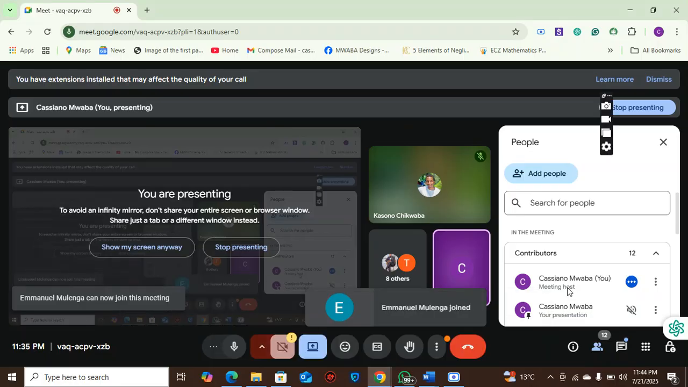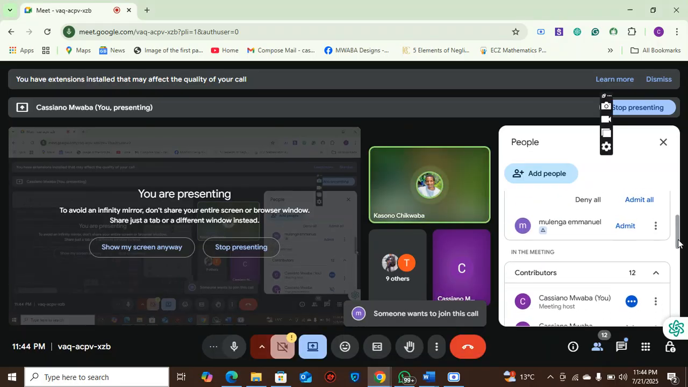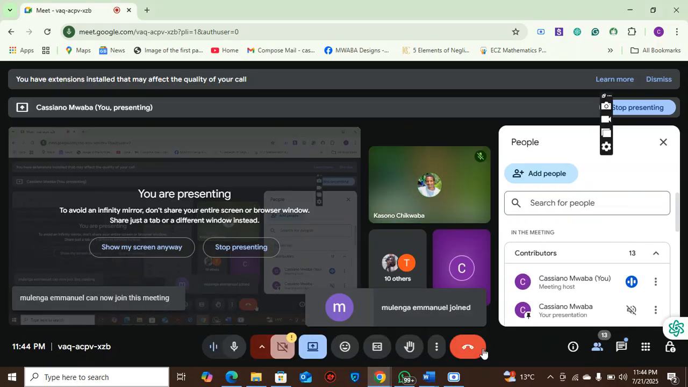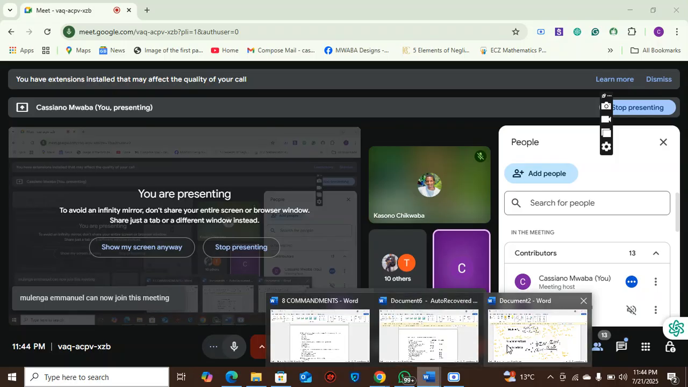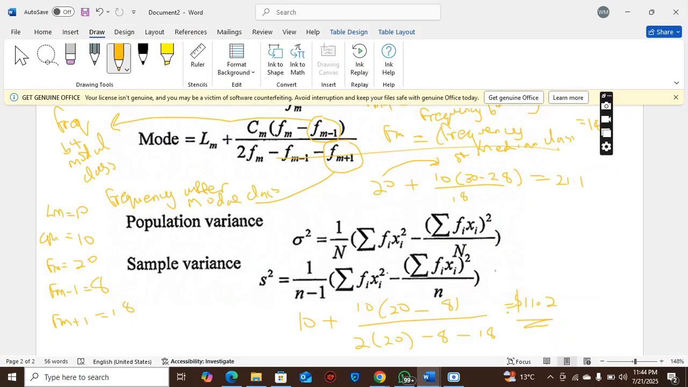Colleagues, what are we finding? Recalculate. 40 minus 8, that is 32, 32 minus 13, 14, 20. Okay. Yes, it's 11 point. I'm also getting 11.42.